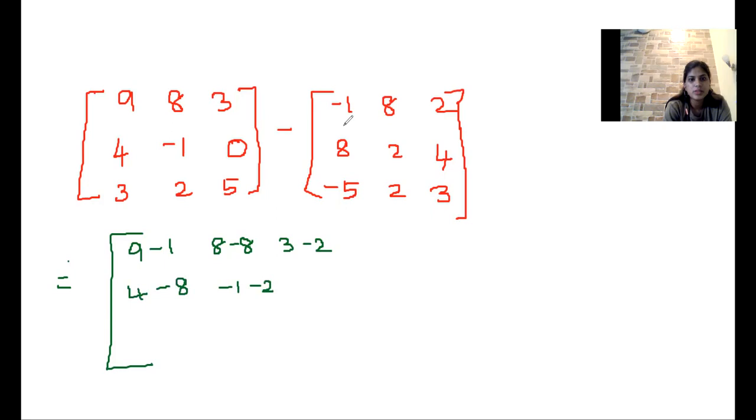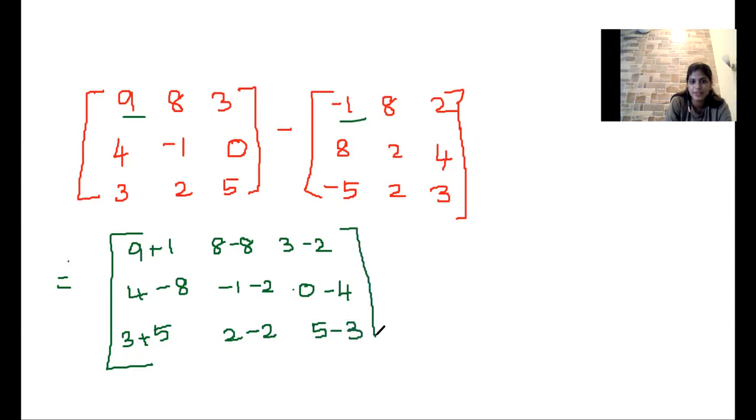Okay, look at the first one, 9 minus 1. Already this contains minus 1, so minus of minus will become plus. So this will become 0 minus 4. And between the third row, it's going to be 3, already the element is having a negative sign, so minus of minus is going to be plus. And then 2 minus 2. And then between 5 and 3.